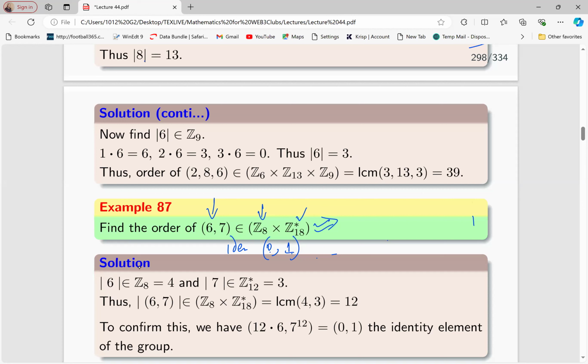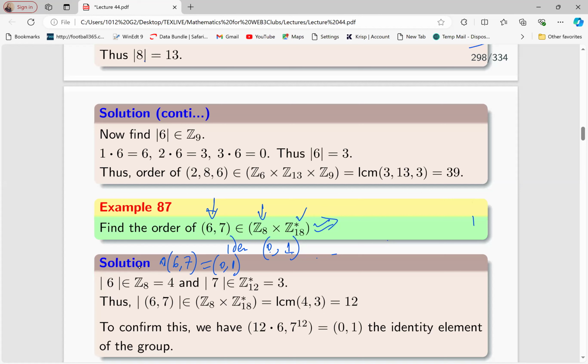The order of this element is a number n which, when you multiply by these elements, gives you the identity. So that number n is what you are looking for.